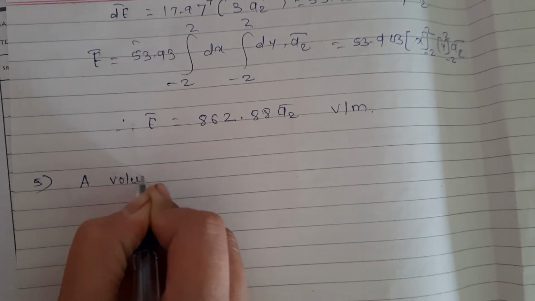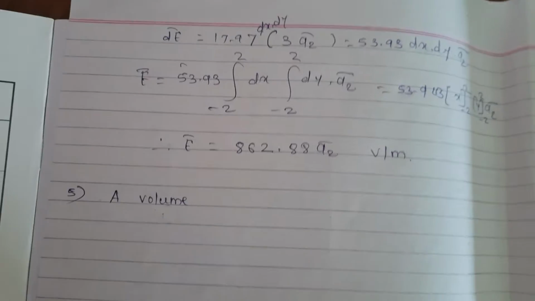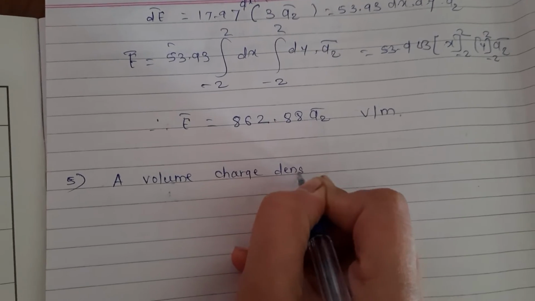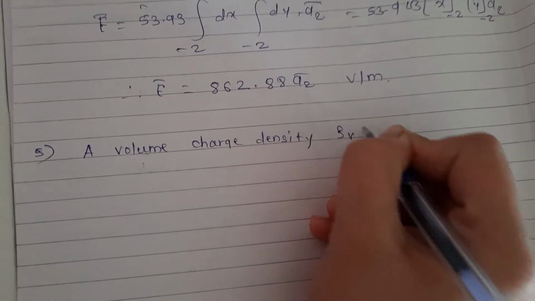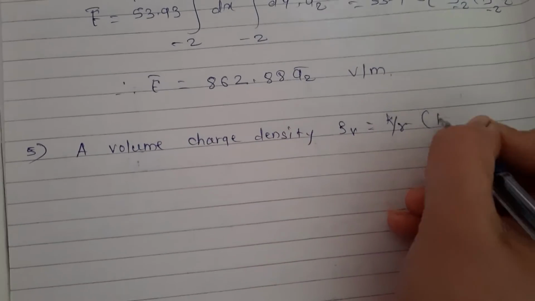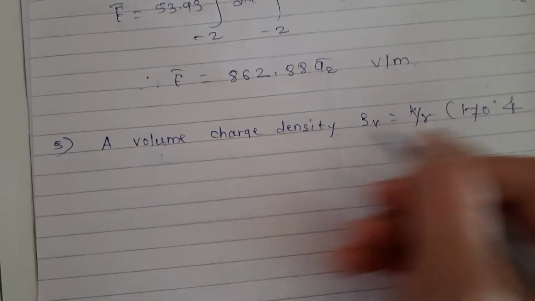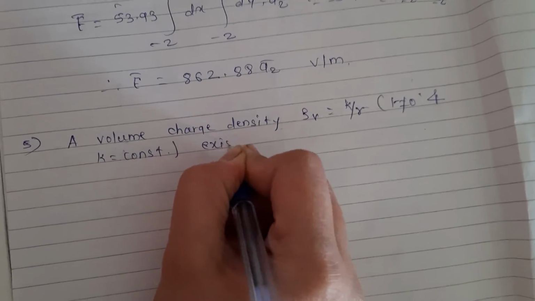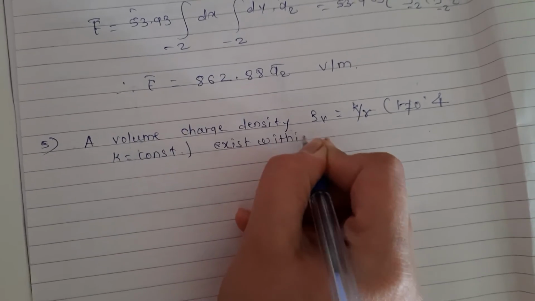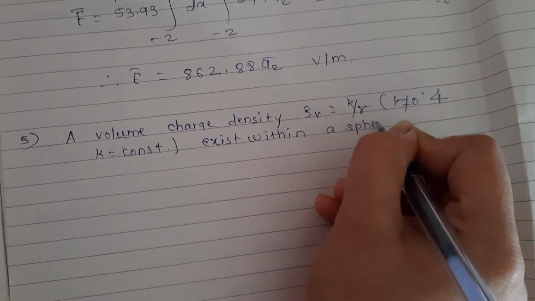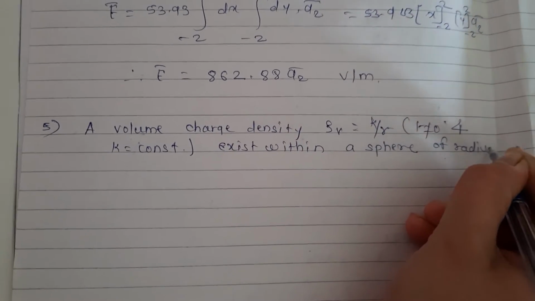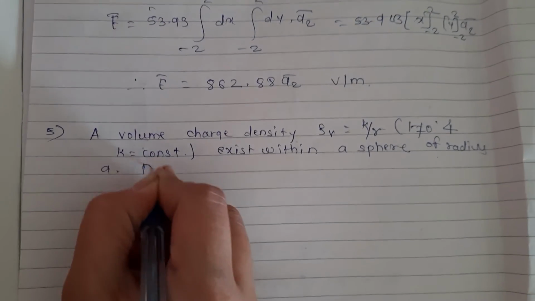Next problem, volume charge density. The volume charge density rho v is equal to k by r, where r is not equal to 0 and k is a constant, and it exists within a sphere of radius a.